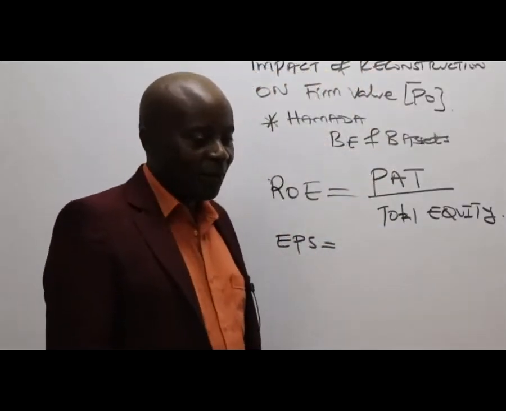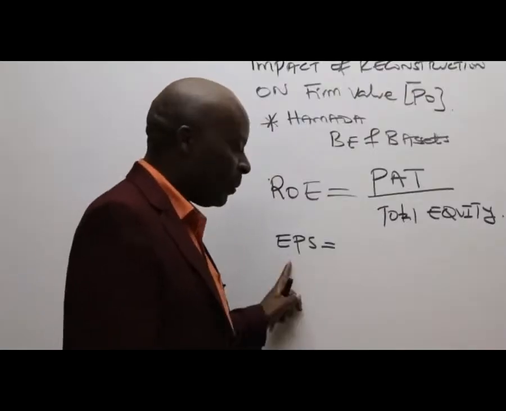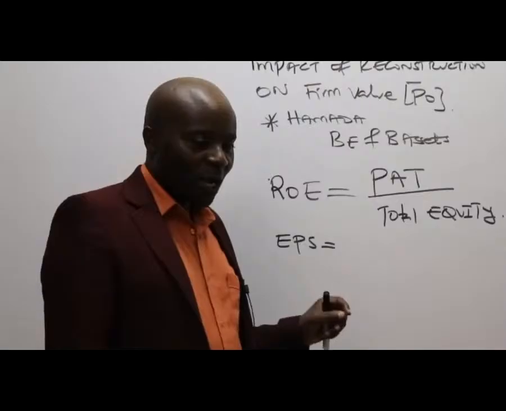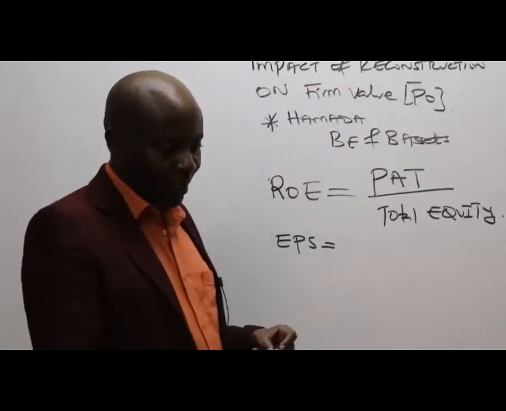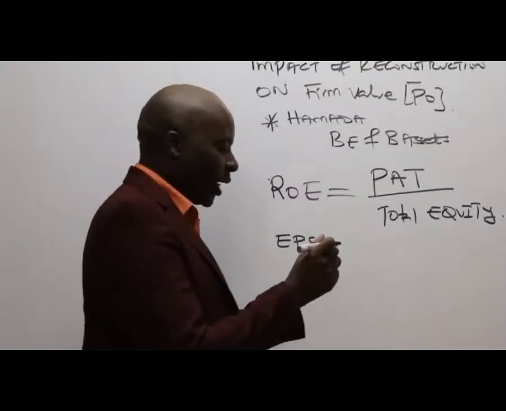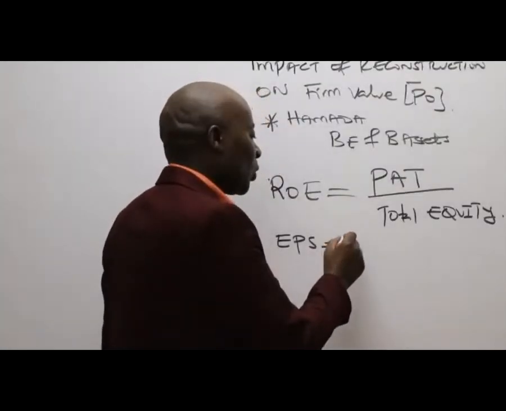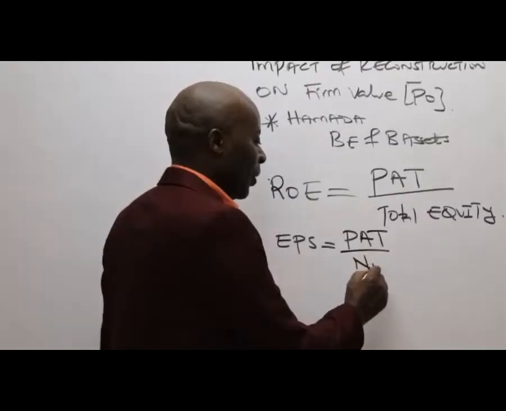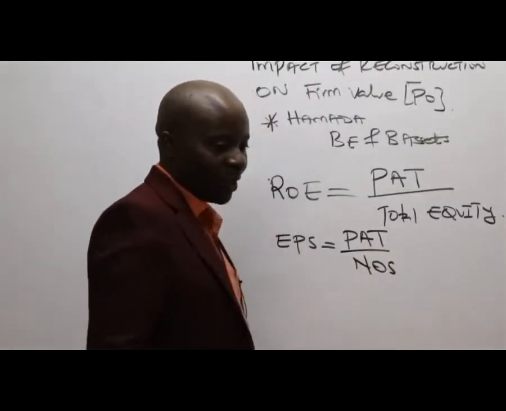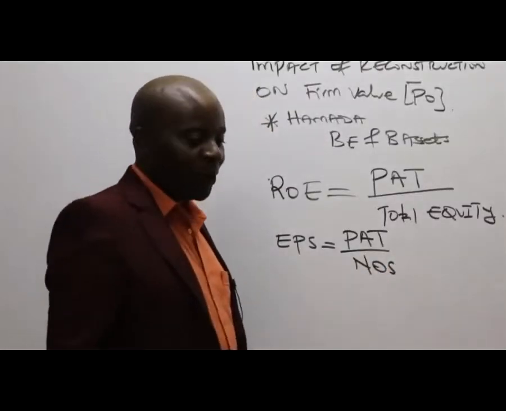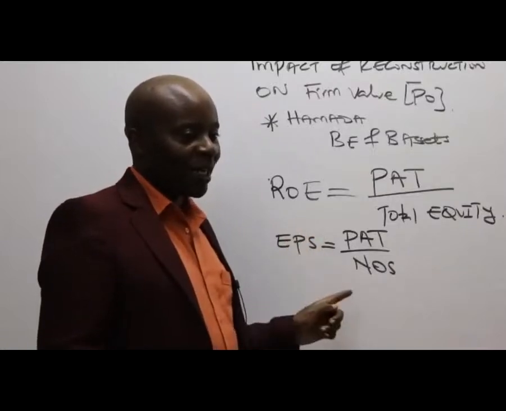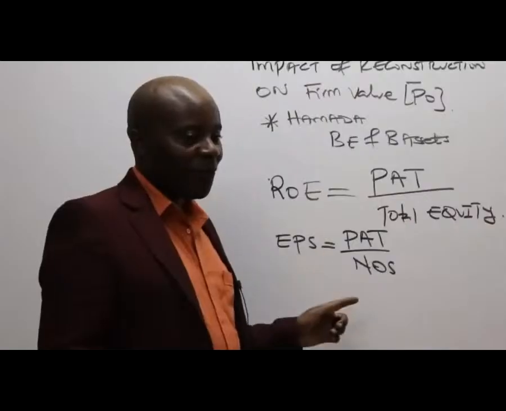So I can see Dennis giving me a wrong answer. EPS, earnings per share, will be total earnings over number of shares, isn't it? Basically, the total earnings in our case here will be the profit after tax all over the number of ordinary shares. So I would want to get the profit after tax.